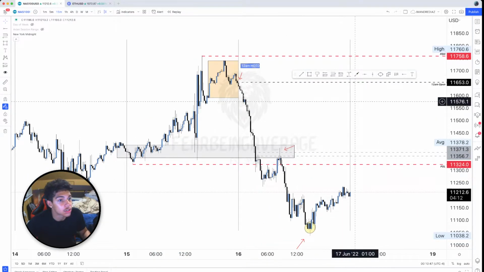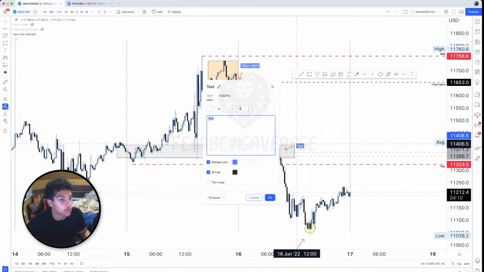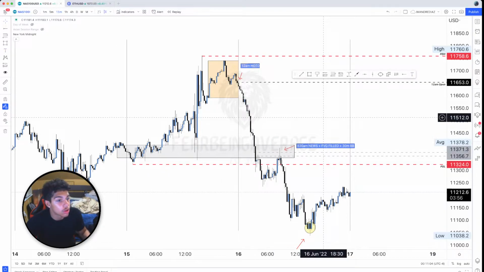Now let's annotate this. At 8:30, we had the news, plus we had the fair value gap filled, along with the 30-minute breaker block rejection, just like that. And also, look where we are price-wise.